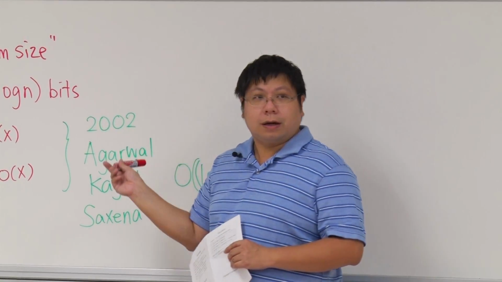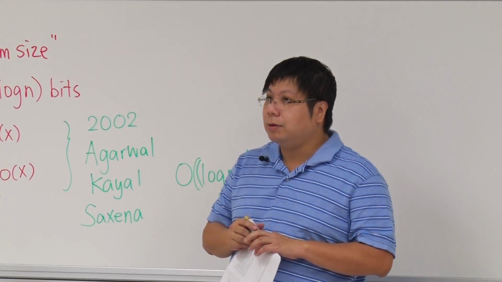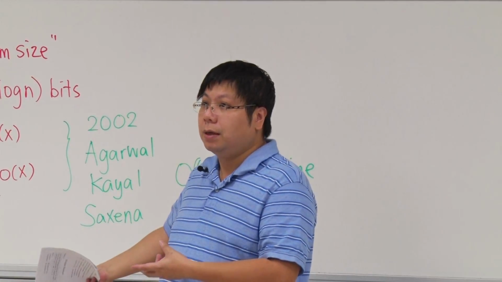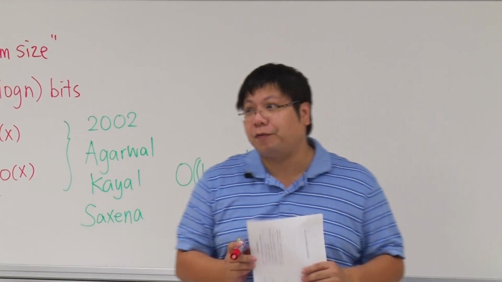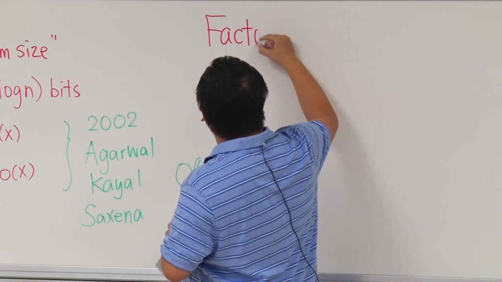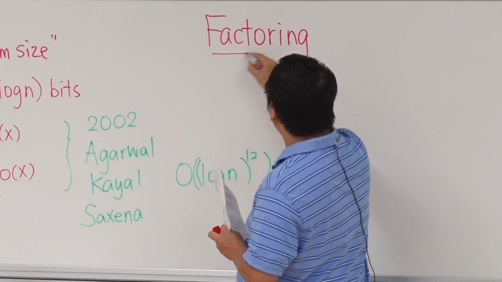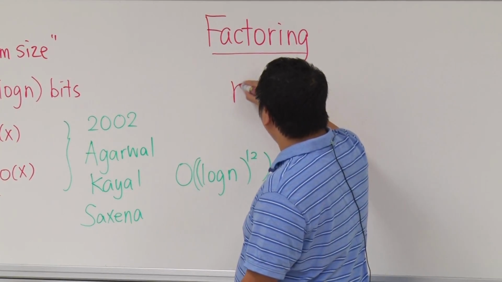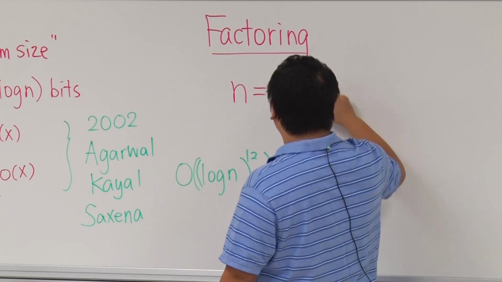But this is about checking whether a number is prime or not. It doesn't tell you the factors if it is not a prime. If it is a prime, it says yes, it is a prime. If it is not a prime, it just tells you that it is not a prime, or sometimes it gives you a factor. This will be a different problem if you talk about something called the factoring problem. In this factoring problem, we are given n, which is known to be equal to the product of two primes.